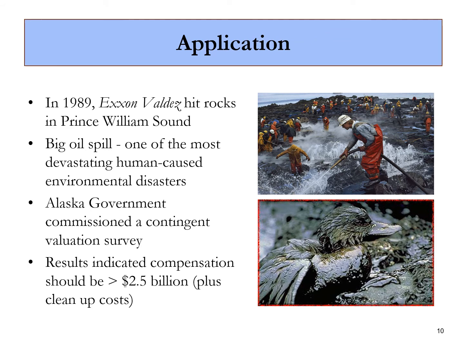So let's look at the applications of the contingent valuation method, or we call it CVM. In 1989, Exxon Valdez hit rocks in Prince William Sound. So there was a big oil spill, and it is considered as one of the most devastating human-caused environmental disasters. The two images on your right side could tell how terrible the condition was. So the Alaska government commissioned a contingent valuation survey, and the result indicated that the company should pay compensation, and the compensation should be more than $2.5 billion plus the cleanup costs. Okay?